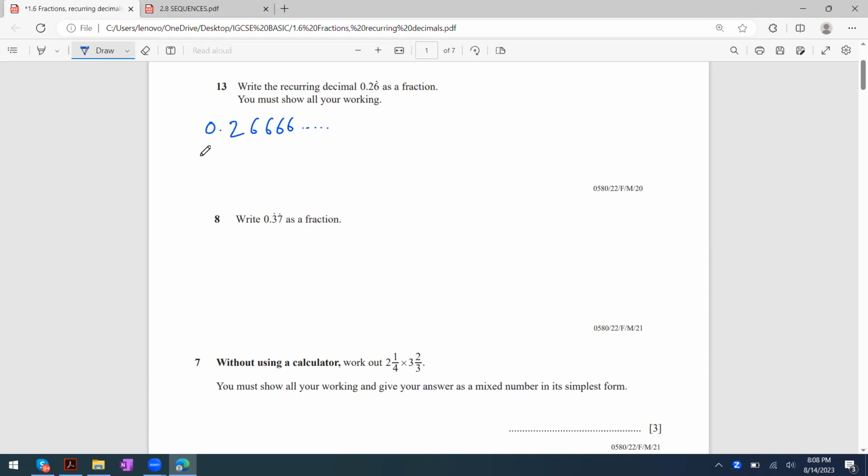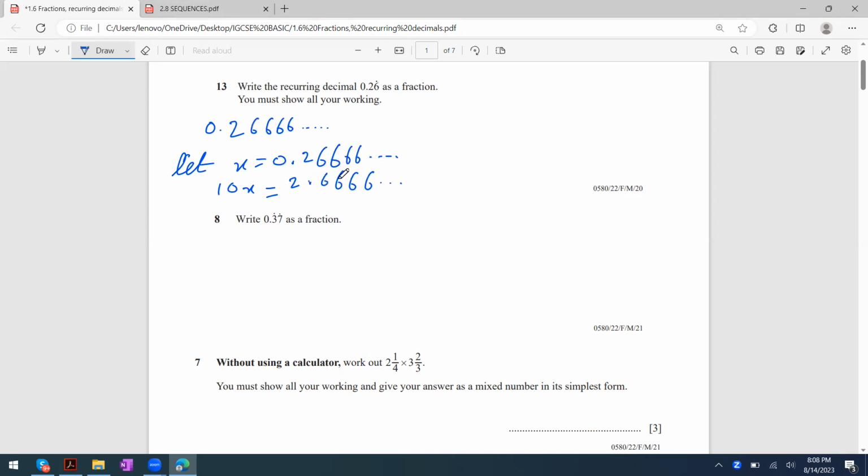So first of all, let x be equal to this repeating number, 0.26666 and so on. Then you try different things. Multiply with 10, for example. What is 10x? Move one decimal place ahead. It will become 2.6666 and so on, right?